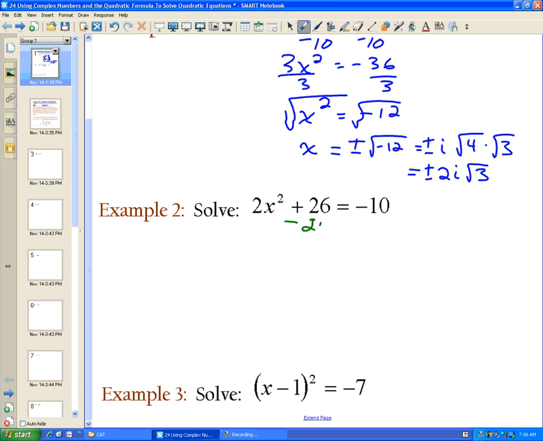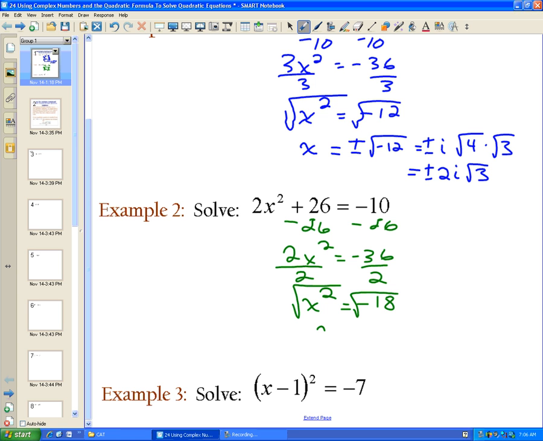I'm going to subtract 26 to both sides. You get 2x squared is equal to negative 36. Divide both sides by 2. You get x squared is equal to negative 18. You square root both sides. You get x is equal to plus or minus, the negative becomes the i. This is square root 9 times square root 3. So the square root of 9 is 3, so this is plus or minus 3i square root 3.